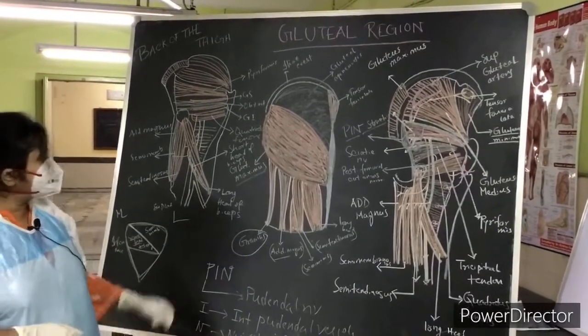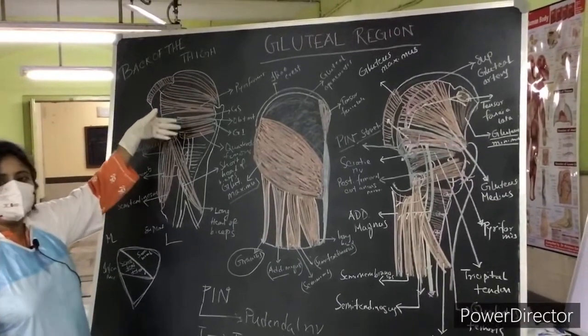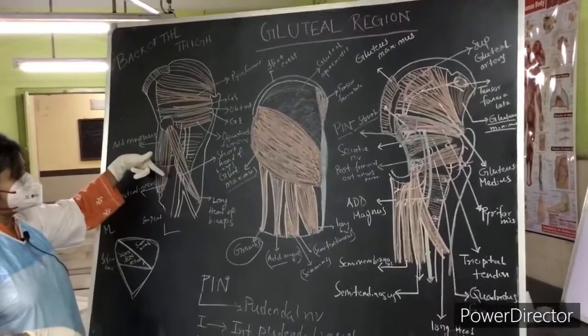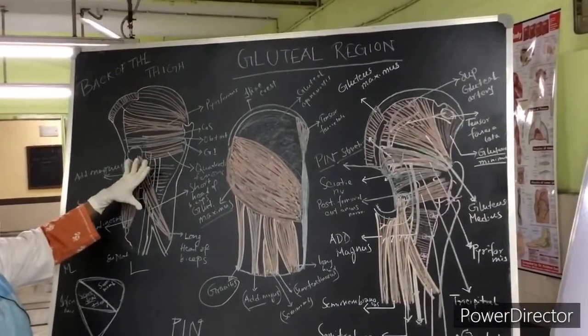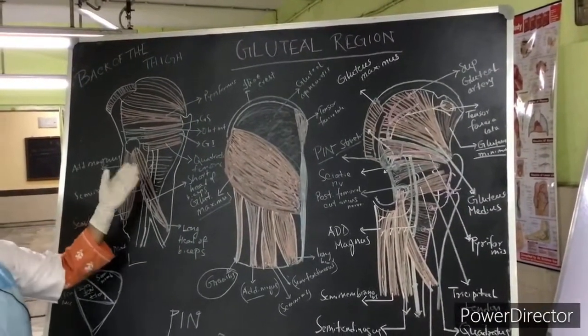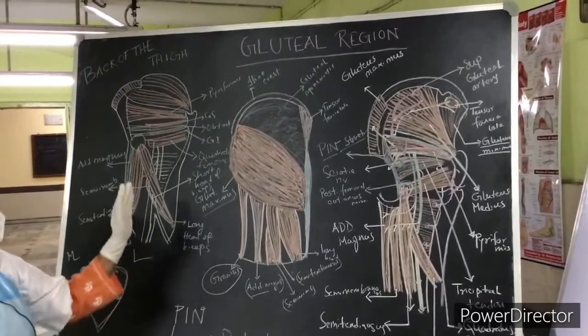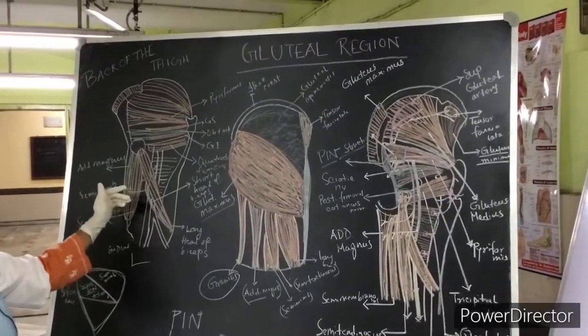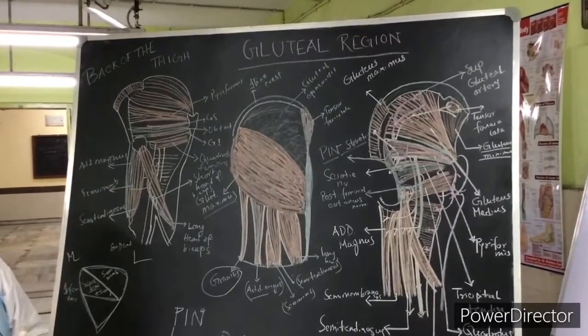Back of the thigh. The extent of the back of the thigh is from the lower border, that is from the gluteal fold above, up to the upper border of the popliteal fossa. The roof of the back of the thigh is formed by the deep fascia of the thigh, and the floor is formed by the vastus lateralis on the lateral aspect, cut off by the lateral intermuscular septum, and medially there is the adductor magnus muscle. So what are the contents of the back of the thigh?